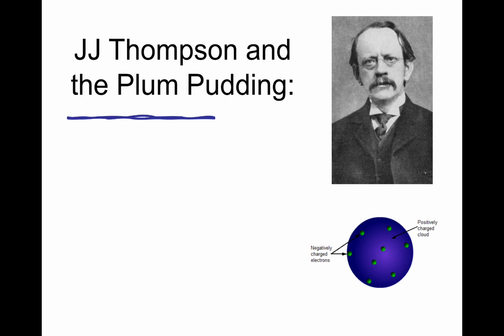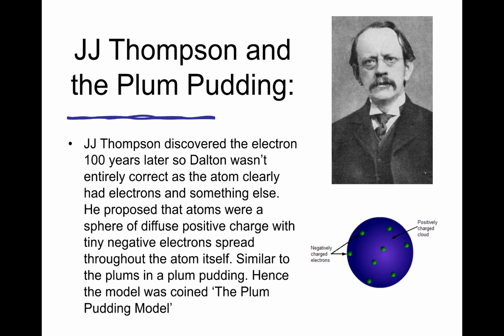So J.J. Thomson and the plum pudding model. J.J. Thomson discovered the electron 100 years later. So Dalton wasn't entirely correct, as the atom clearly had electrons and there must be something else. He proposed that atoms were a sphere of diffuse positive charge, so it's like a spread out cloud type thing as shown in that picture, with tiny negative electrons spread throughout the atom itself, as you can see on the right hand side. Similar to the plums in a plum pudding, hence the model was coined the plum pudding model.